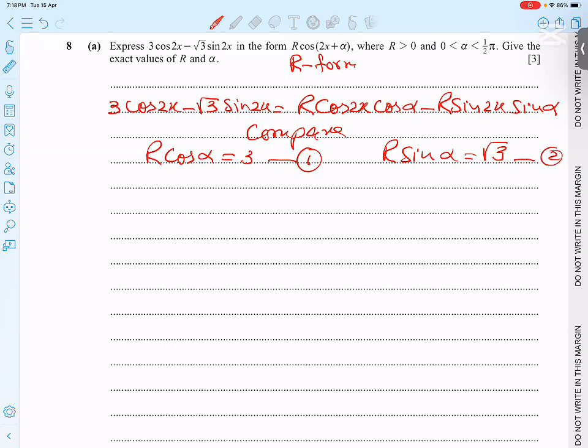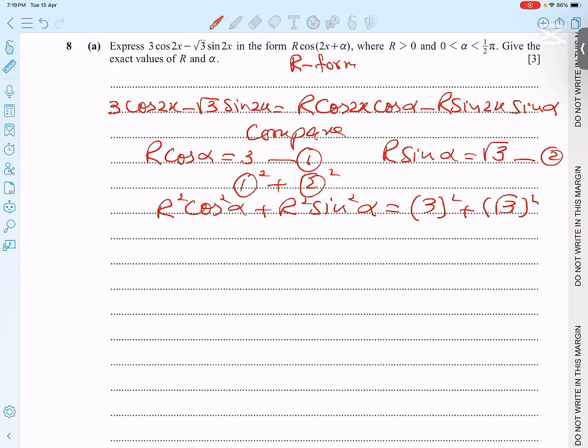Equation number 2. And do you know sine square plus cos square is 1. If I square both equations and add them, so on the left-hand side, I get r to power 2 cos square alpha plus r to power 2 sine square alpha, equal to 3 to power 2 plus root 3 to power 2. Here, r square common, I got sine square plus cos square, that is 1. Ultimately, I got r to power 2, and here I got 9 plus 3, 12. 9 plus 3, 12. And take a root of both sides. I got root 12 positive and negative, but he said here R more than 0, positive. So I will not take negative.